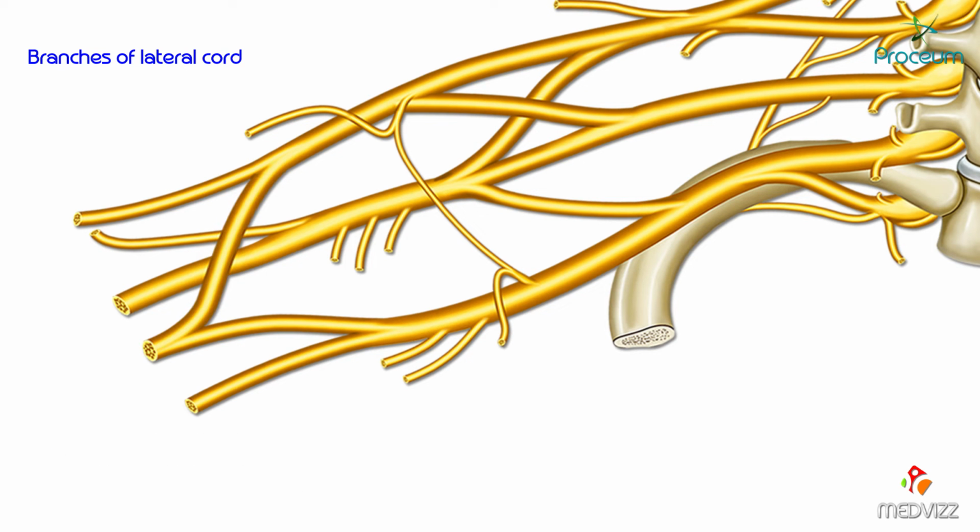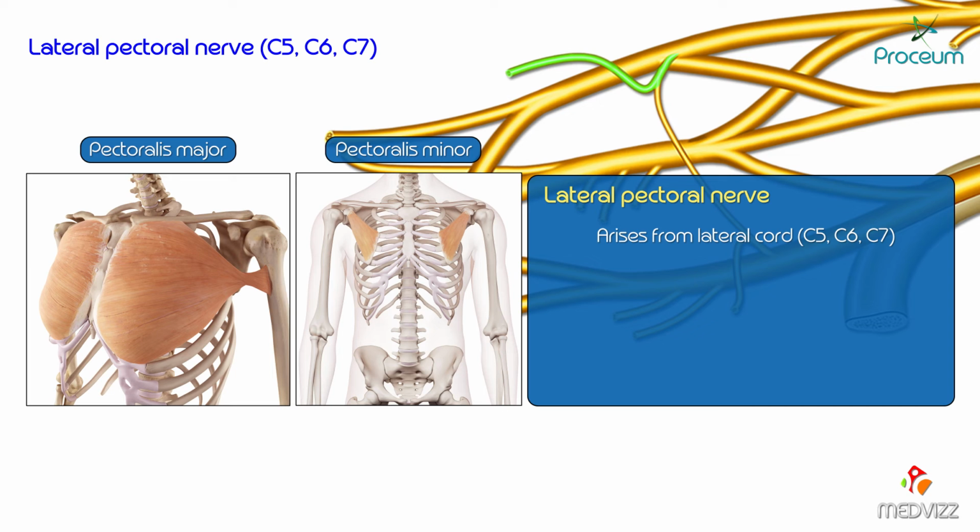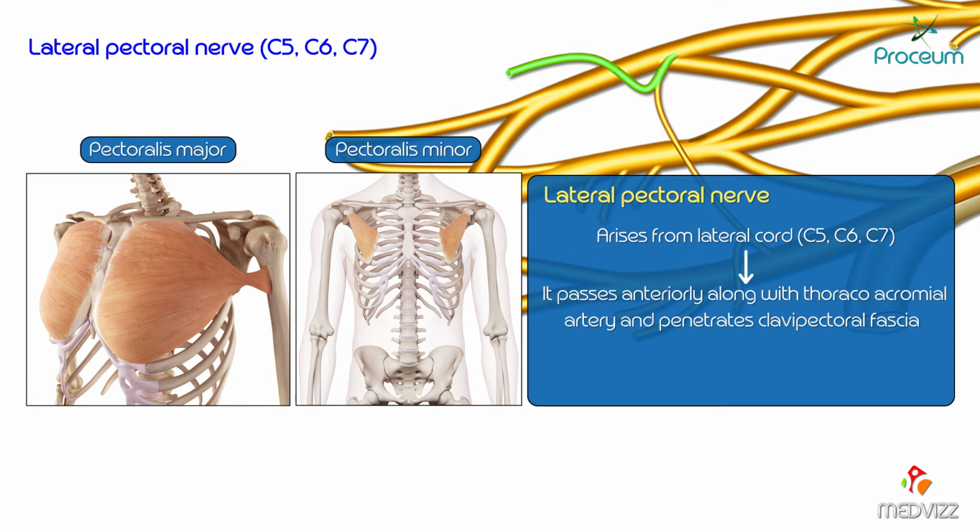These are the branches which are arising from the lateral cord of the brachial plexus. And if we discuss one by one, the first one is the lateral pectoral nerve. The lateral pectoral nerve, as I already told you, arises from the lateral cord of the brachial plexus, and it has a root value of C5, C6 and C7. It passes anteriorly along the thoracoacromial artery and mainly penetrates the clavipectoral fascia, where it gives innervation to the pectoralis major as well as minor muscles.